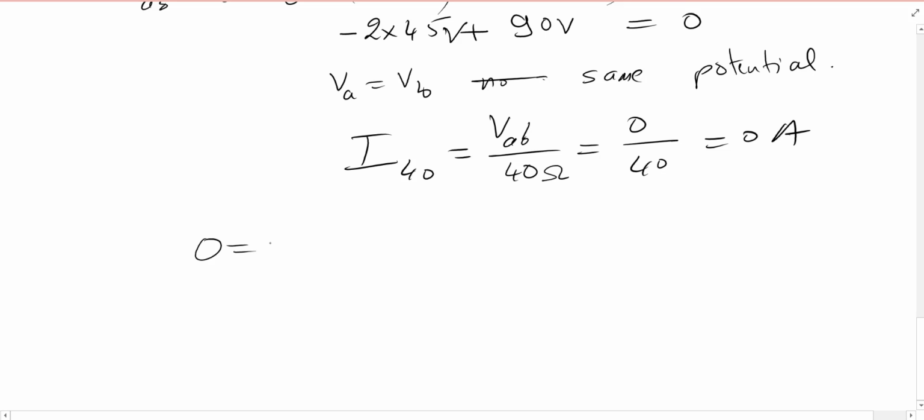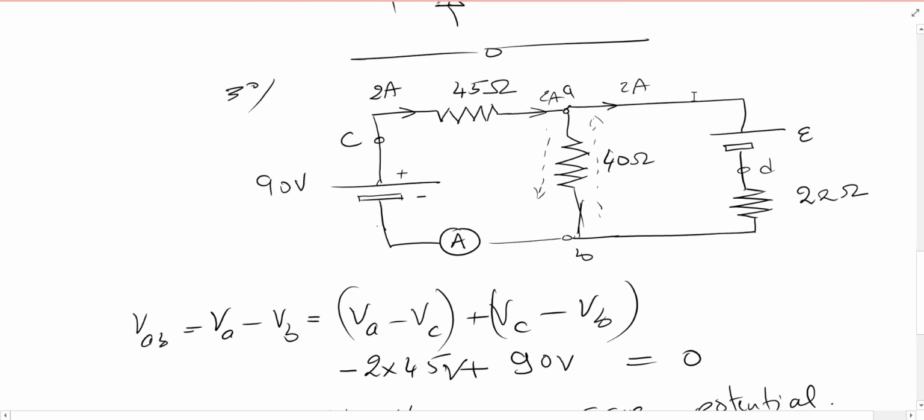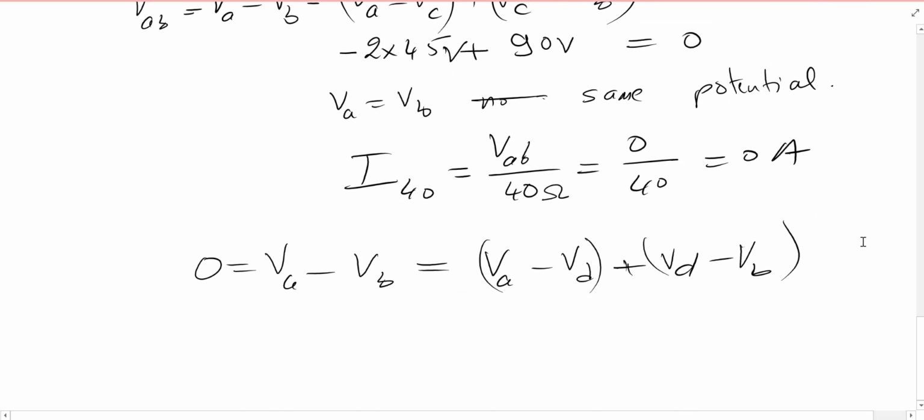So what I have in here is 0 equals VA minus VB, which is actually VA minus VD plus VD minus VB. Again, all I'm doing is going through every single point for all of the devices. Obviously, if this is the correct direction of the EMF, I'm going from positive to negative, so I'm falling in potential by an epsilon value.